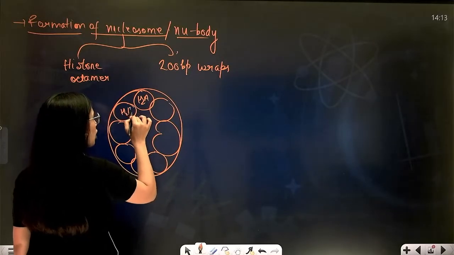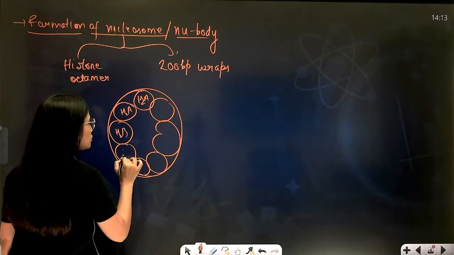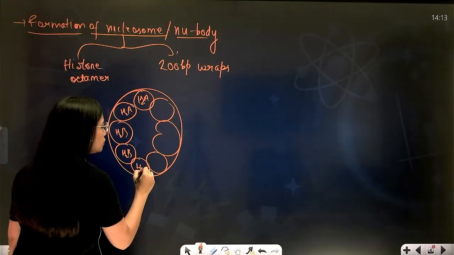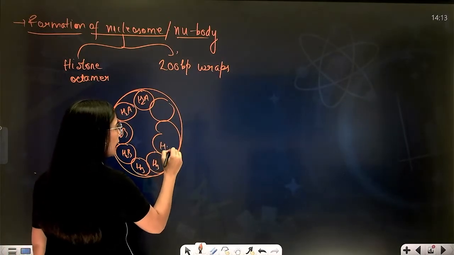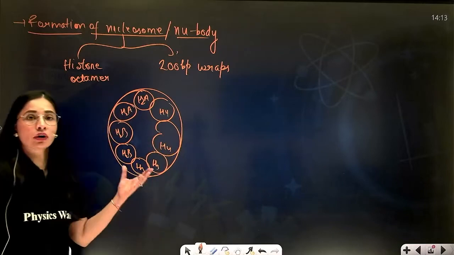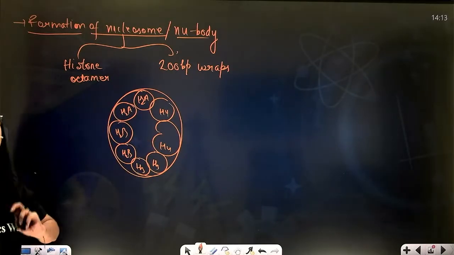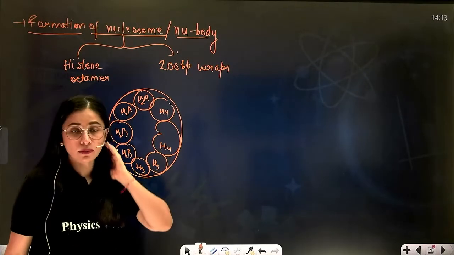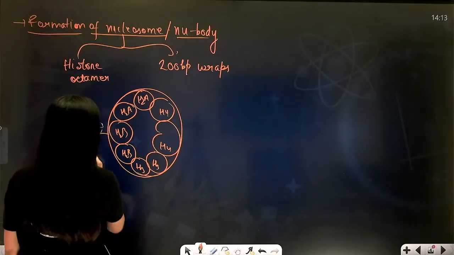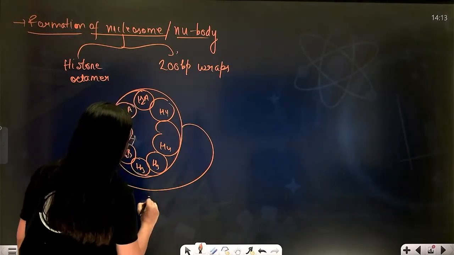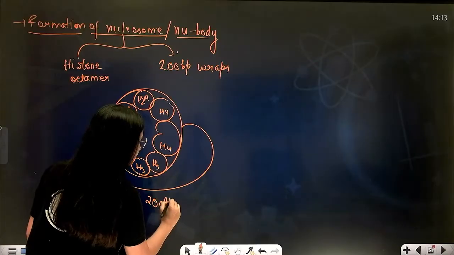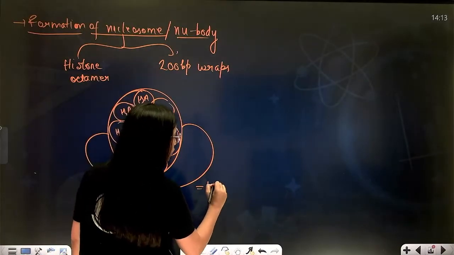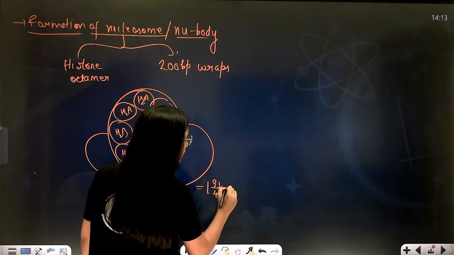H2A, 2 copies. 2 copies of H2B. 2 copies of H3 and 2 copies of H4. So this is how the histone octamer is. It is a positively charged ball-like structure around which 200 base pairs of DNA wrap in 1 whole 3/4 turns.